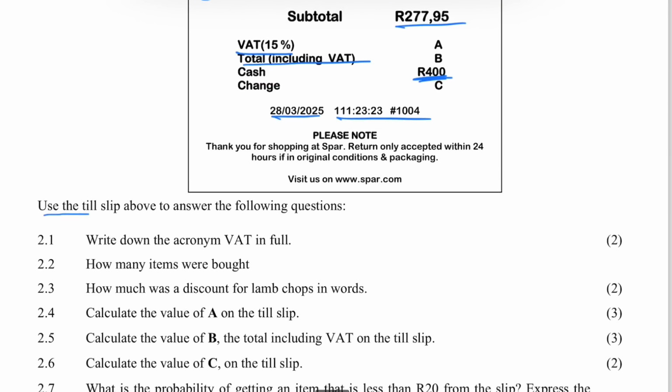It says use the till slip above to answer the following questions. It says write the acronym of the VAT. The acronym of the VAT, guys, you must make sure you write it in capital letters, most especially the first letters. It's value, for V, and value what? Added tax. It's value added tax. Make sure these letters are in capital letters.